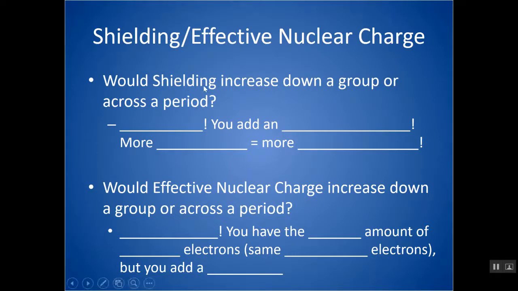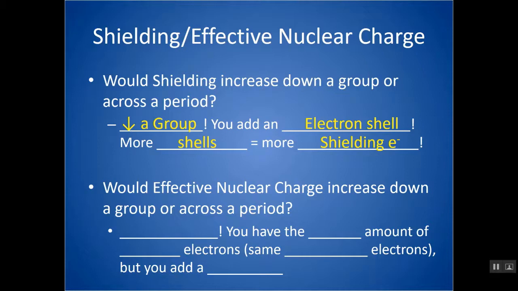As we talk about shielding and effective nuclear charge, shielding starts to increase down a group. You add an electron shell. Every time you go down the group, you add another shell. So you have more shells and then more shielding, and that's why it didn't really change the effective nuclear charge, because even though I've added more protons, I added more shielding electrons as well. So shielding would be an argument down a group.